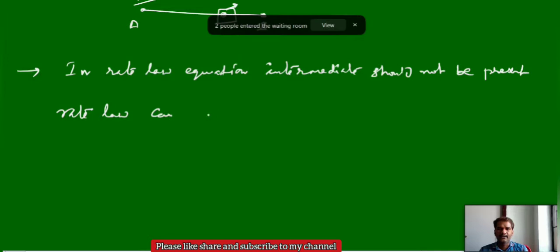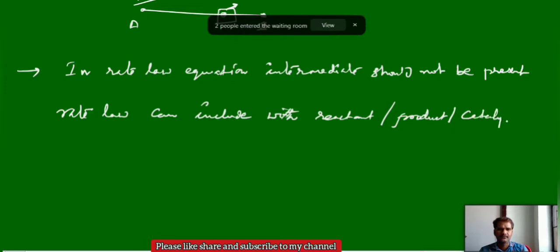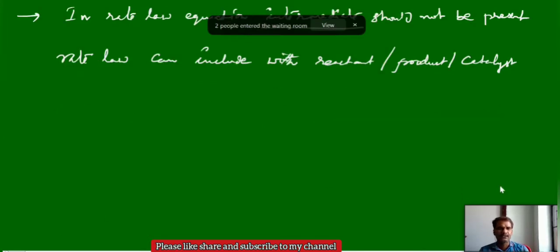Rate law can include reactants or product or catalyst. So, generally we can express the rate law with respect to reactant, product or catalyst, but you should not write the intermediate in the rate law equations. So, these are some conditions. Let us see one graphical representation for this multi-step reaction.